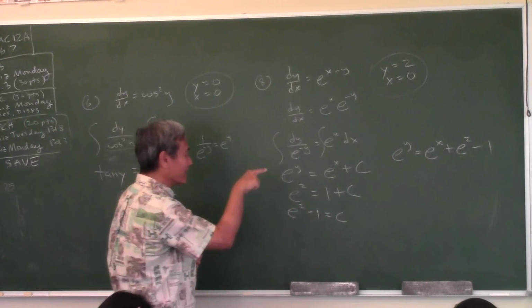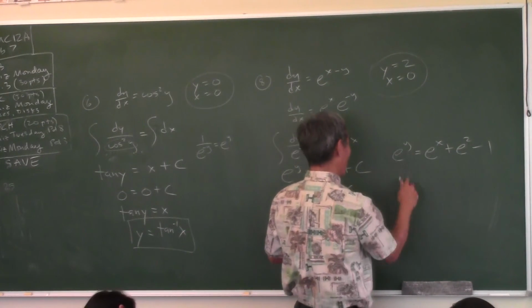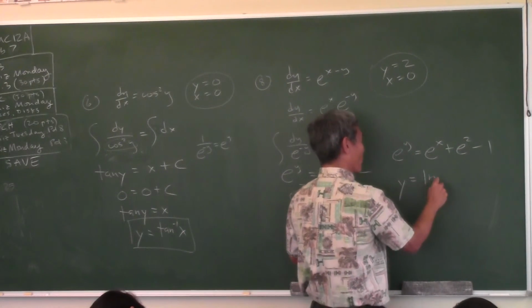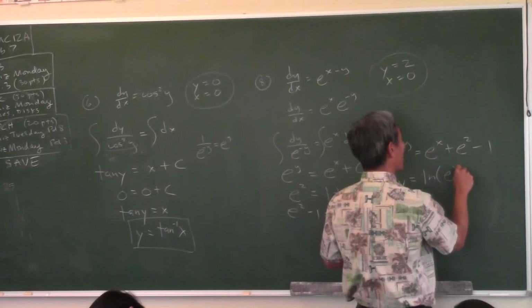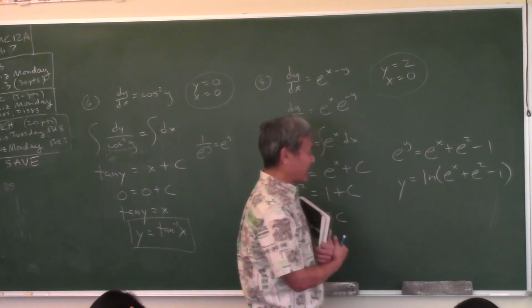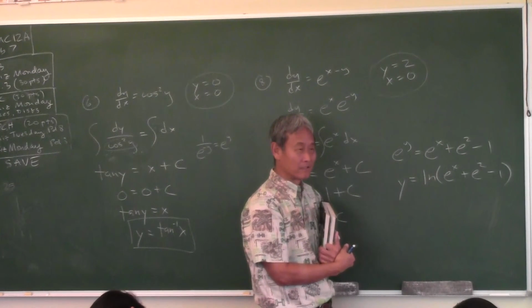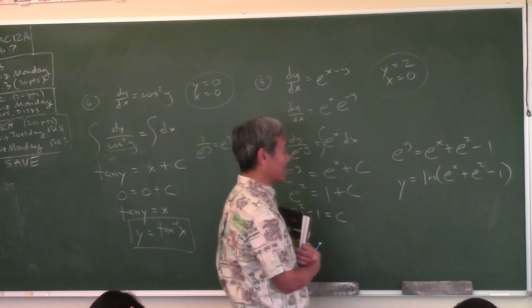How do I get rid of an e? You natural log both sides. The natural log of e to the y is simply y. And remember, when you natural log, you gotta natural log the whole side now. Now, can I distribute the natural log? No, you can't.